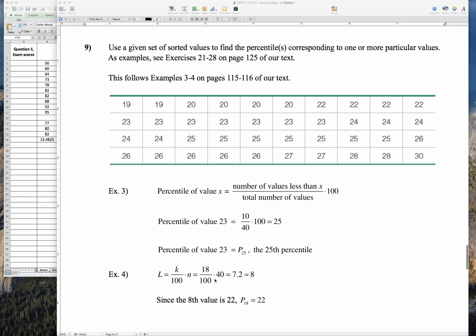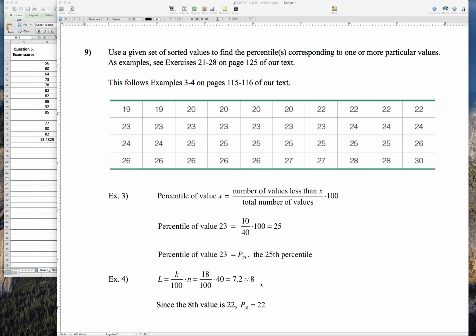Well, 18 divided by 100 times 40 is 7.2, but 7.2 is not a locator because it's not a whole number, so we round up. We round up to 8. So then we count 1, 2, 3, 4, 5, 6, 7, 8 to the 8th value in the set, and that 8th value is 22. And so the locator is 8, the 8th value is 22, and since the 8th value is 22, the 18th percentile, P subscript 18, is 22.